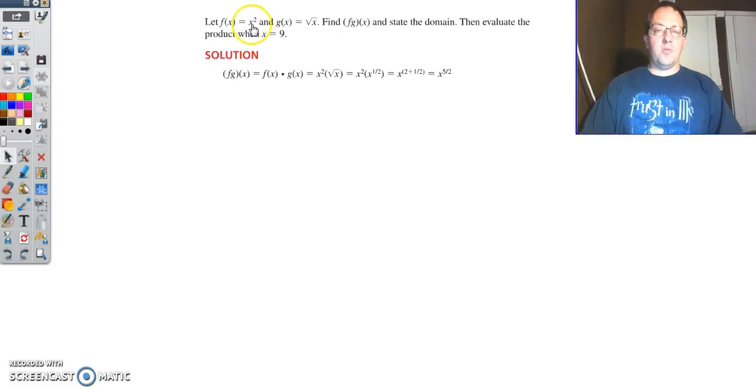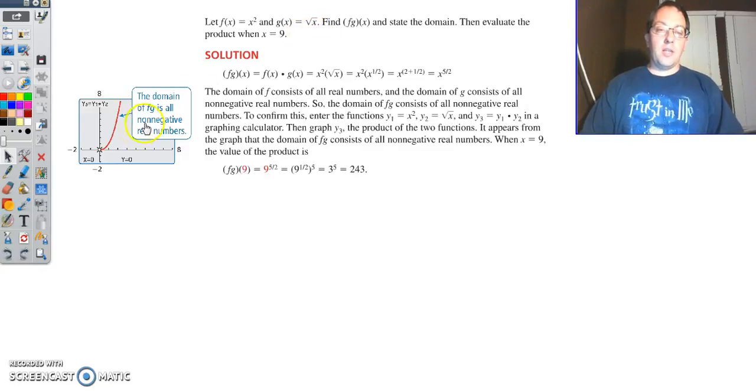Domain. Well, this one's quadratic. That one's a square root. So we have all real numbers as the domain for f of x. All non-negatives is the domain for g of x. So where do those overlap? Well, those overlap at non-negative numbers. Those overlap at x is greater than or equal to 0. So our domain is x is greater than or equal to 0. And you can see that here in the graph.